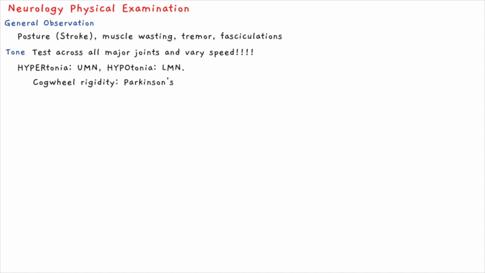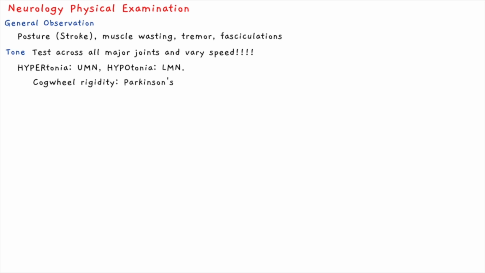The first unique part of the neurological exam is assessing for tone. So test all major joints and vary the speed. Varying the speed is so important because that is what shows you cogwheel rigidity in Parkinson's disease. Assess for hypertonia in an upper motor neuron disease or hypotonia in a lower motor neuron disease.